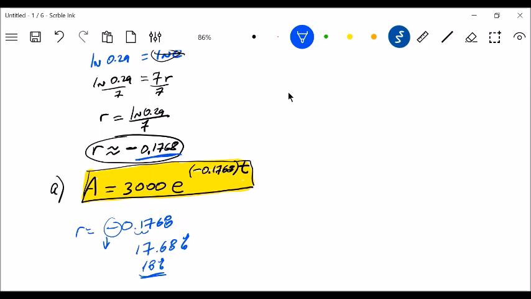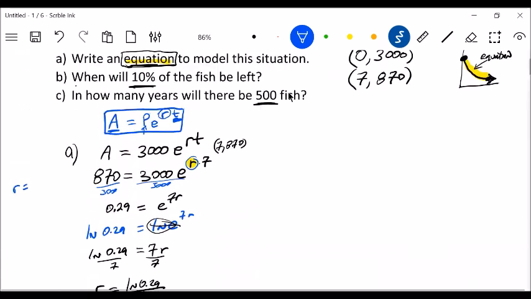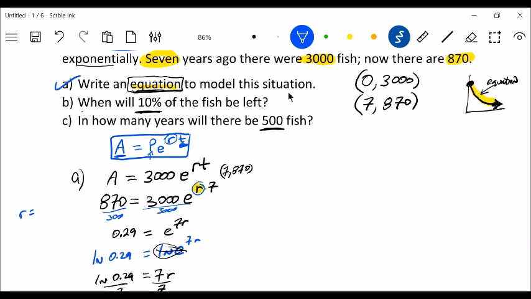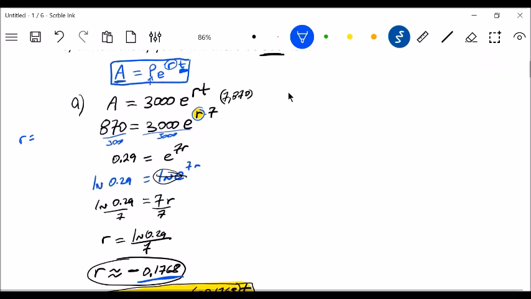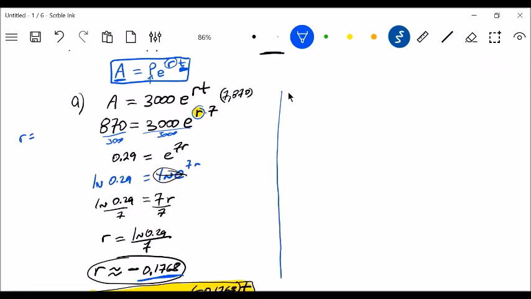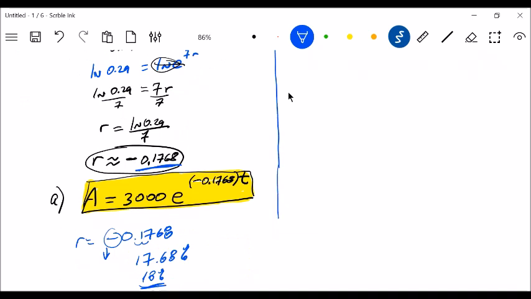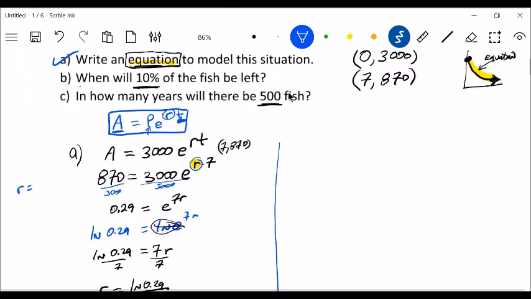So that's why this number is very important. It determines the actual amount of decrease, the actual percentage of decrease each year. Okay, so that is A. We just did that in equation. Now our job is to find when is there 10% left. So we're going to use that equation here.